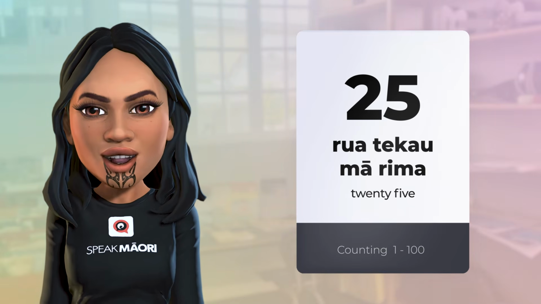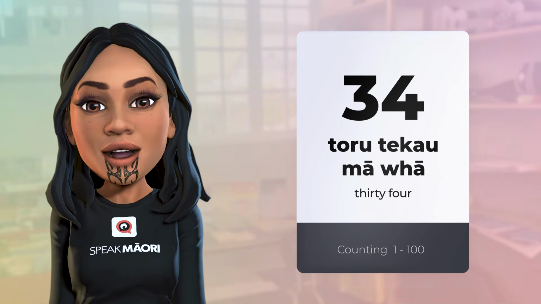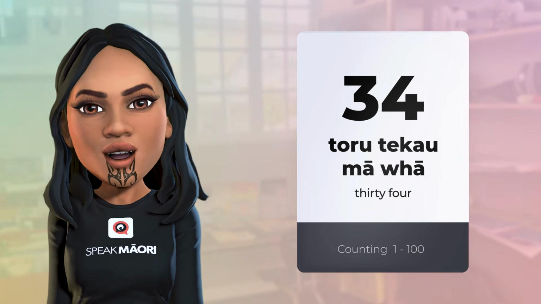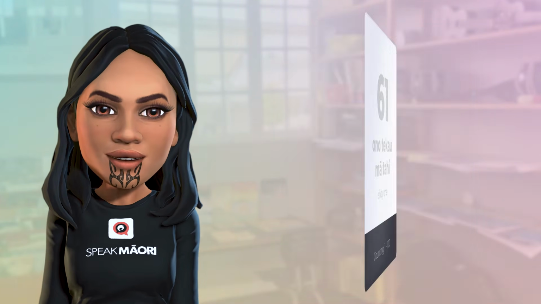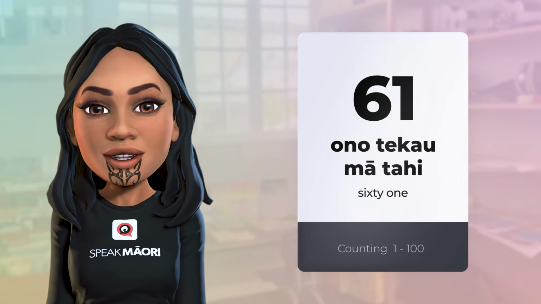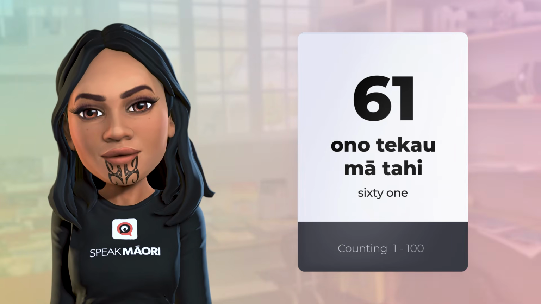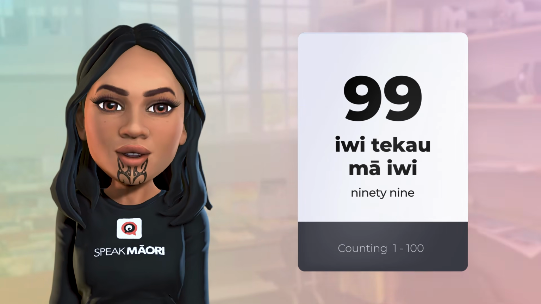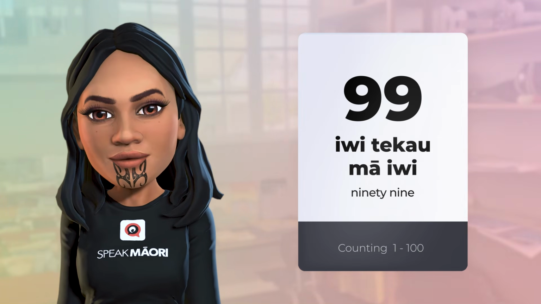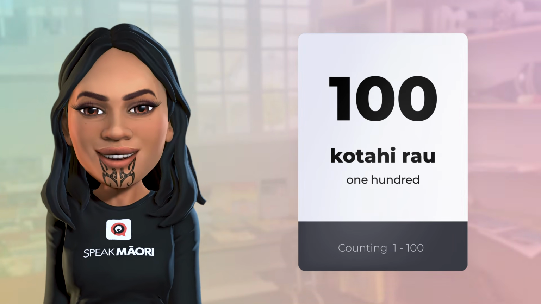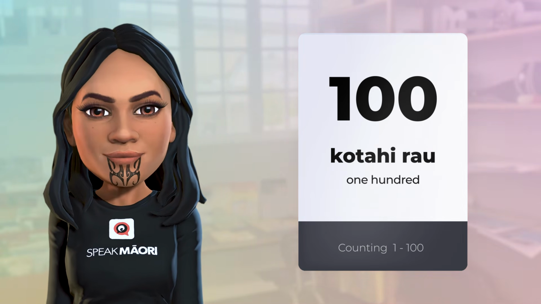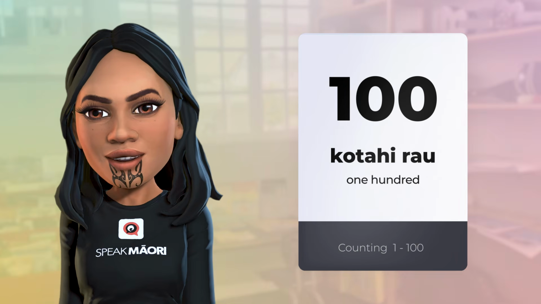Here are a few other examples. Toru tekau mā whā, 34, 3 tens and 4. Ono tekau mā tahi, 61, 6 tens and 1. Iwa tekau mā iwa, 99, 9 tens and 9. Ko tahi rau, 100. Now you should have enough tools to practice counting from 1 to 100.